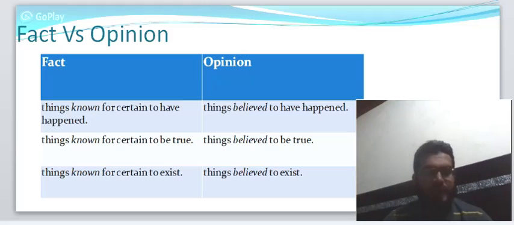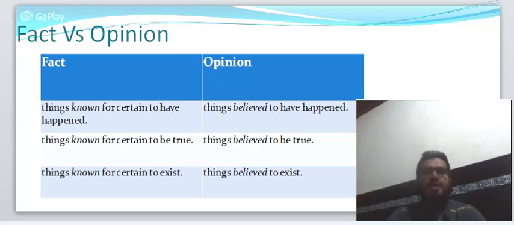So if anything has this kind of properties, it is certainly part of history, it has happened, or there is no doubt about its truth, or there is no doubt about its existence, we call it fact.